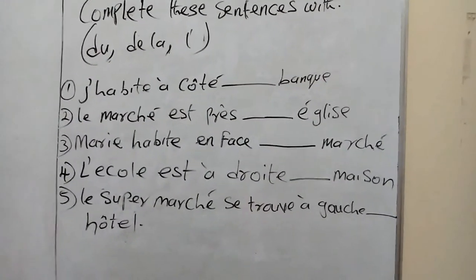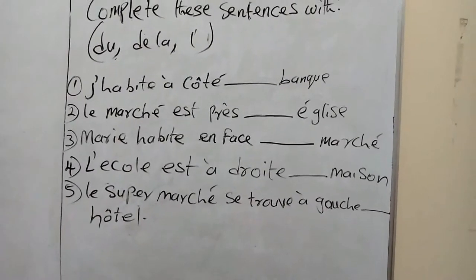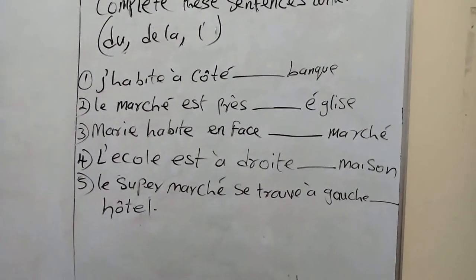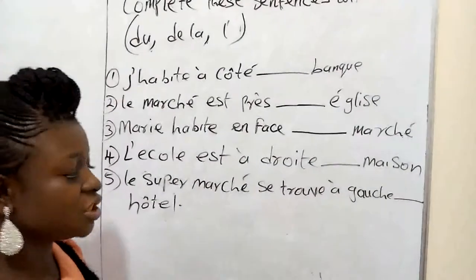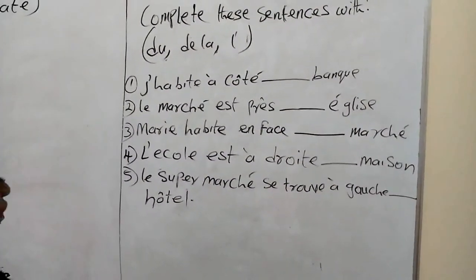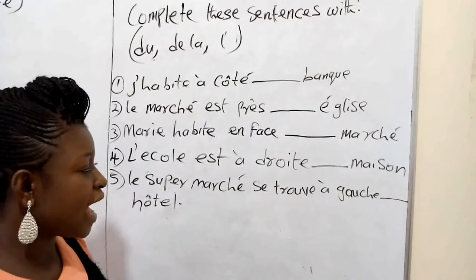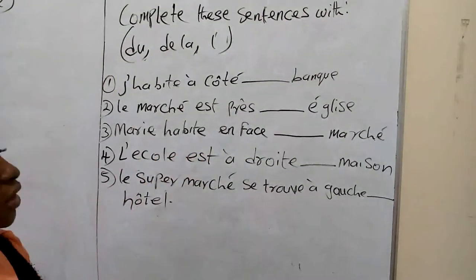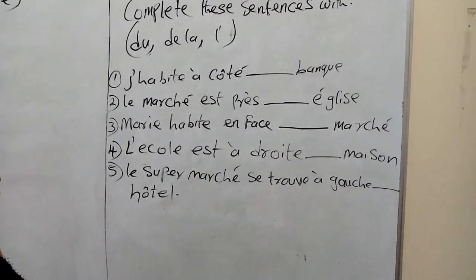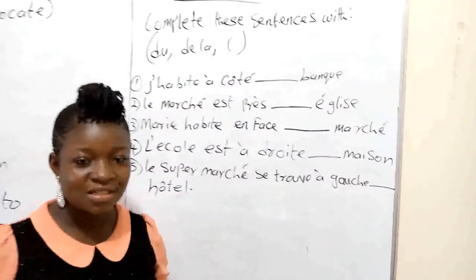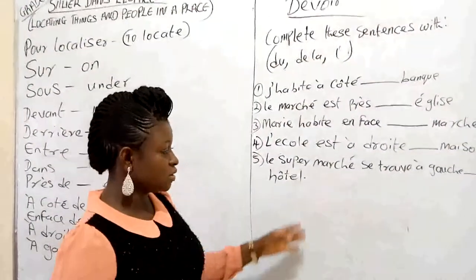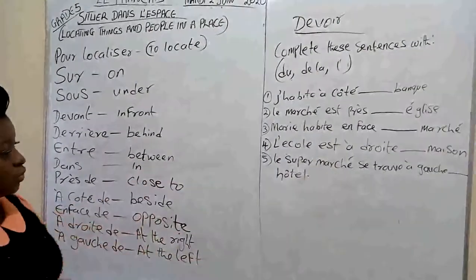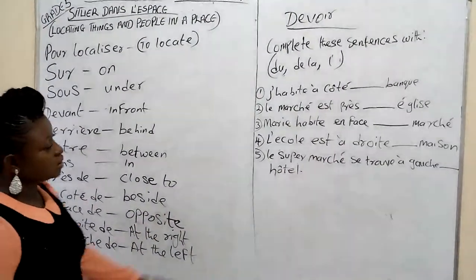Two, le marché est près dash église. Number three, Marie habite en face dash marché. Number four, l'école est à droite dash maison. Number five, le supermarché se trouve à gauche dash hôtel. So you are going to fill those blank spaces for me. Remember what we just did today, especially the ones concerning de, to help you fill these spaces.